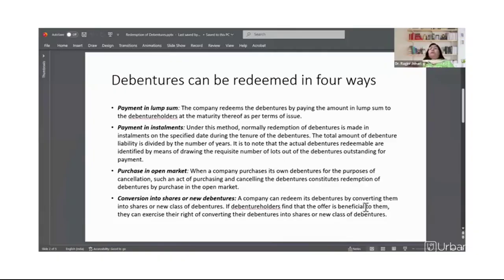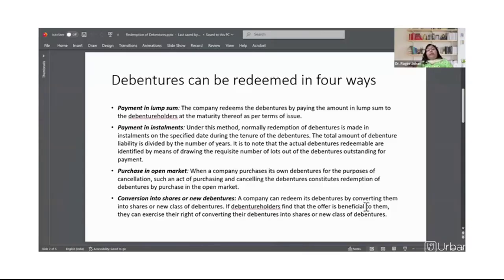Now, usually this specified date is the end of the accounting year, that is 31st March of every year. The total amount of debenture liability is divided by the number of years. It is to be noted that the actual debentures to be redeemed are identified by drawing the requisite number of lots out of the debentures outstanding for the payment. Then the third method is purchase in open market.